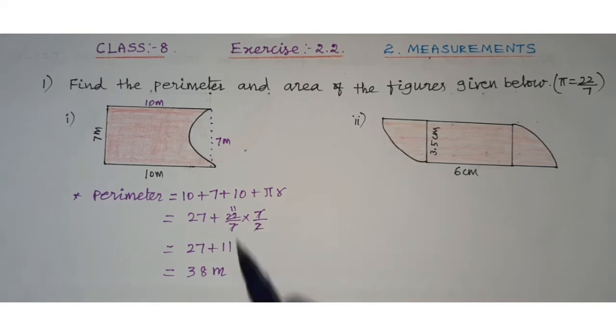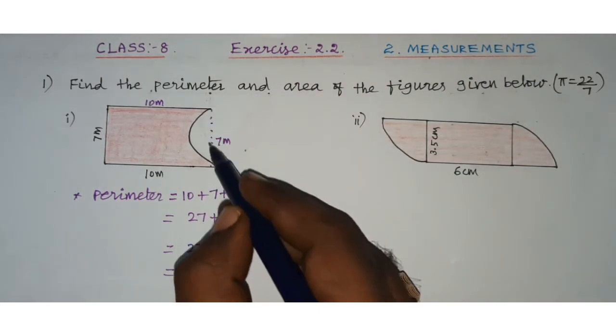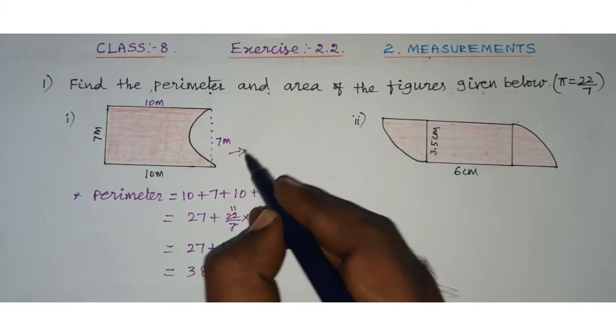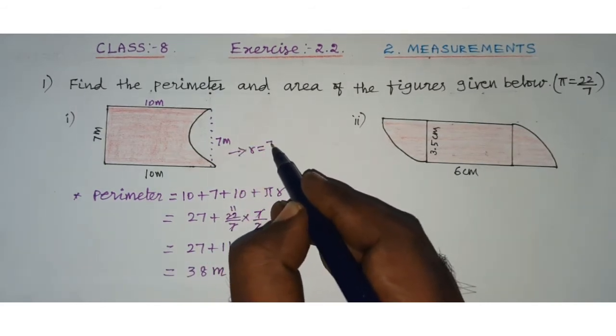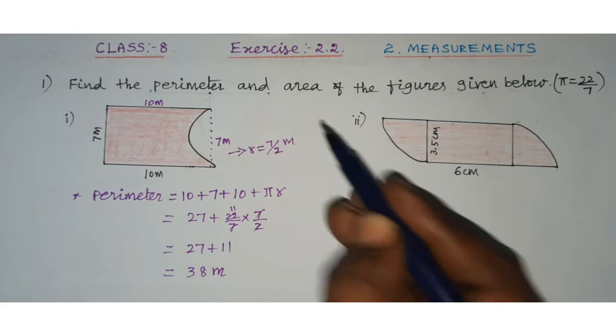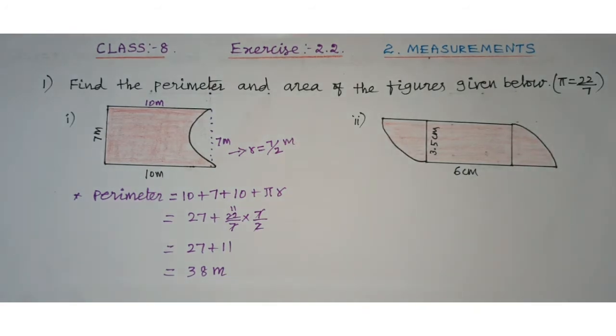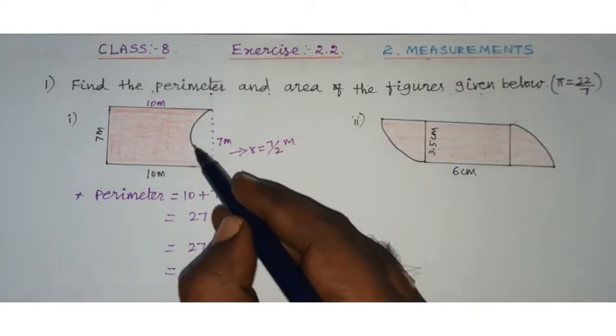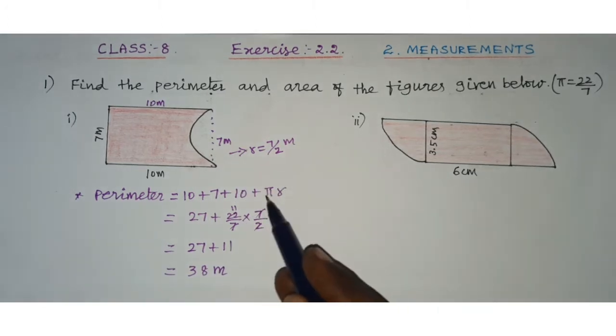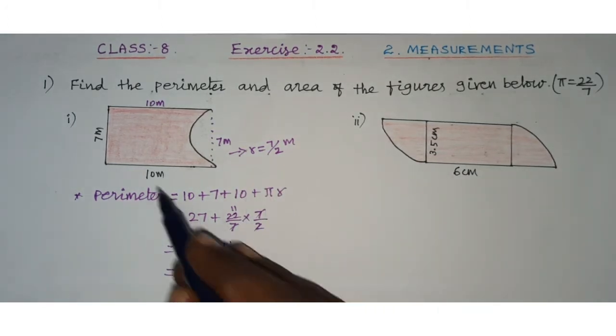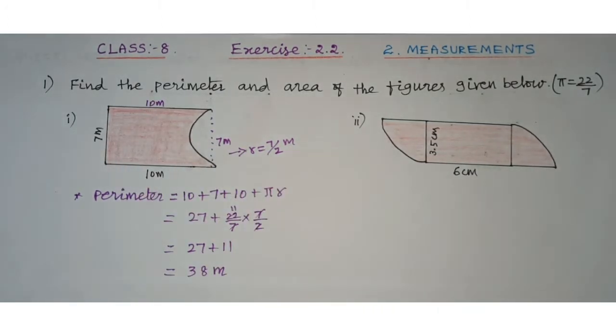Students, remember this is the diameter, therefore radius equals half of the diameter, 7 by 2. And semicircular arc length equals pi r. This is the only new thing. The other sides we can directly add. So the first concept, perimeter, is over.